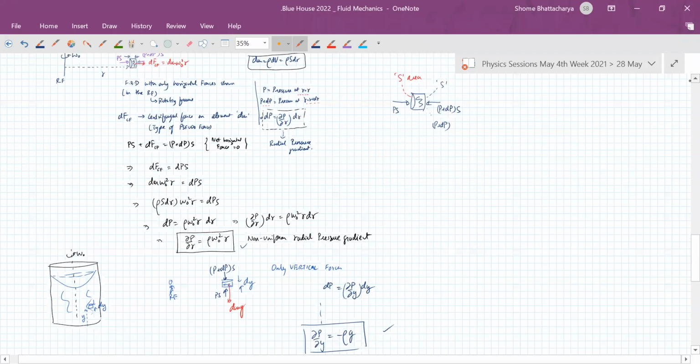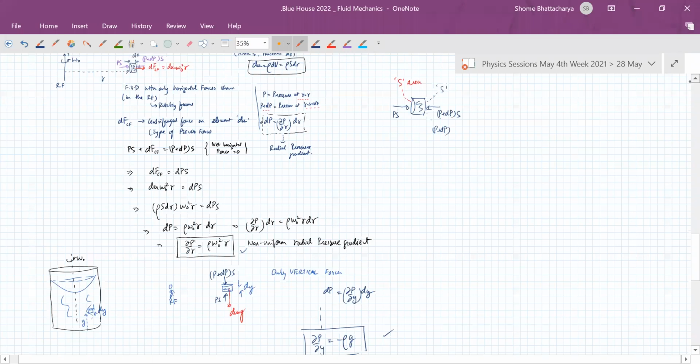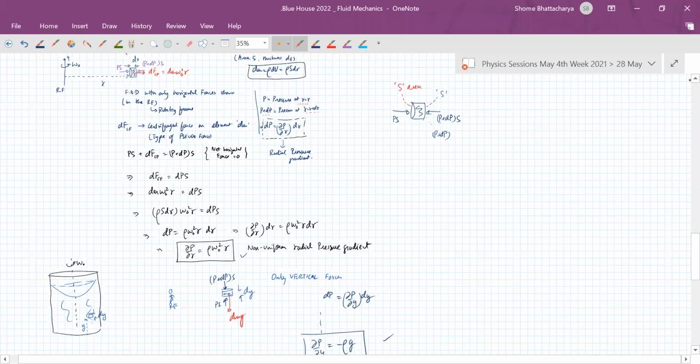Okay, so Durgesh, this is the point you wanted to repeat once. Which part, the radial gradient or the vertical gradient? No, sir, I just want to note it down. Okay, okay. Done, sir. Okay.